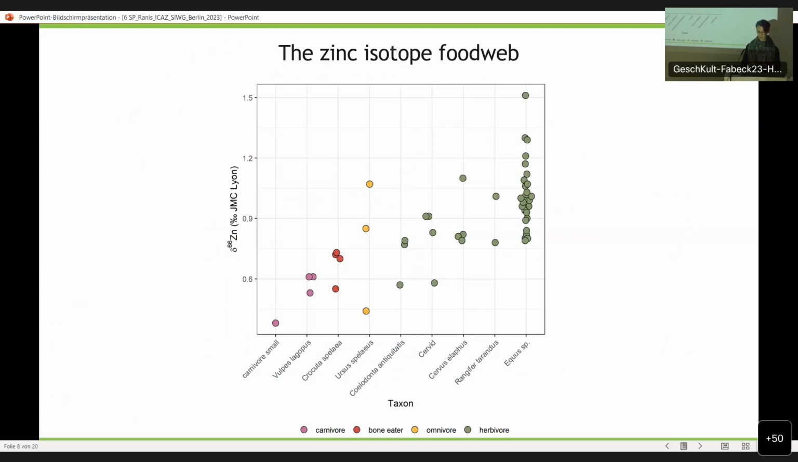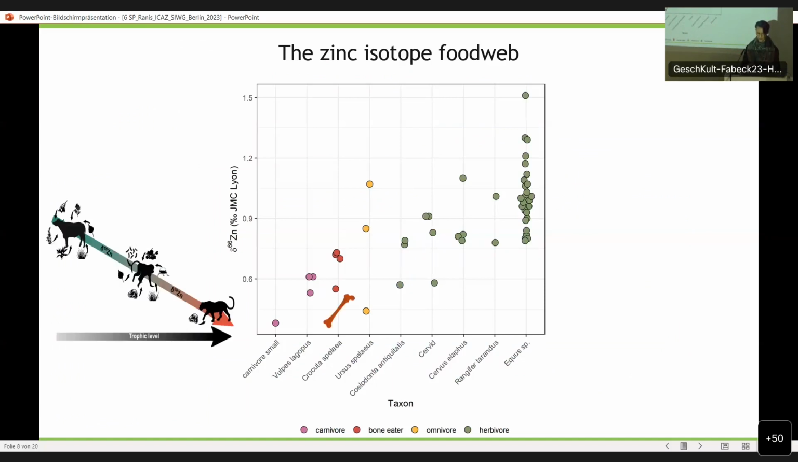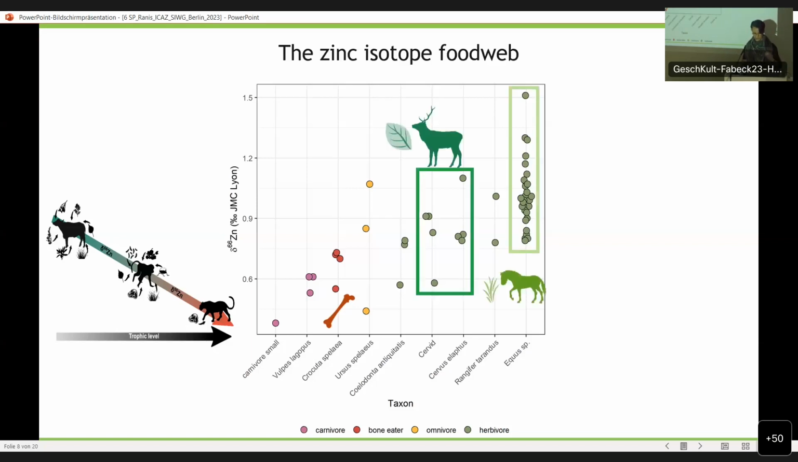So if we start getting into the zinc stuff, this is the food web. And the first thing that we see is that we reproduce the trophic level groups that we're expecting. So the purple carnivores are the lowest, and the herbivores tend to have higher values. So this is nice. It works like we expect. Something to note is that hyenas are often intermediate between other carnivores and herbivores. This is because they're bone eaters necessarily. They like to crack a lot of bones, and because the bone, as I mentioned before, has slightly higher delta 66 Zn values, they end up in an omnivore kind of niche. So this is all as expected and very nice.